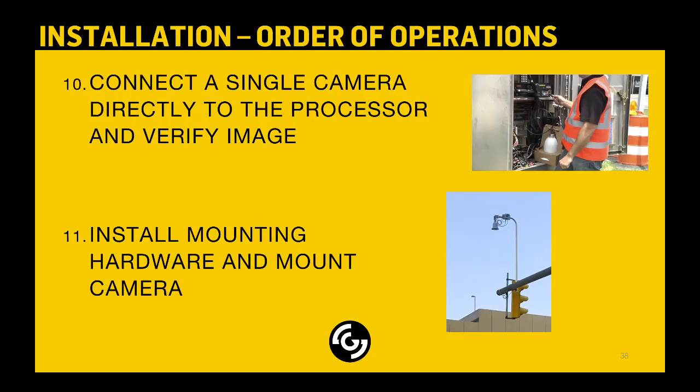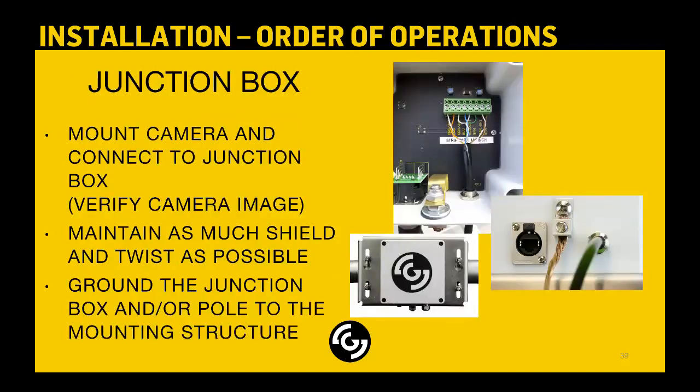Lastly, you want to install the mounting hardware and then mount the camera. In the mounting hardware, we have a junction box that you're going to mount next to the camera. That's where your field cable coming up from the cabinet will connect to the terminal block. You can see in this image that we've got a very tight twist all the way up to the terminal block. You want to make sure that you maintain a fairly tight twist.